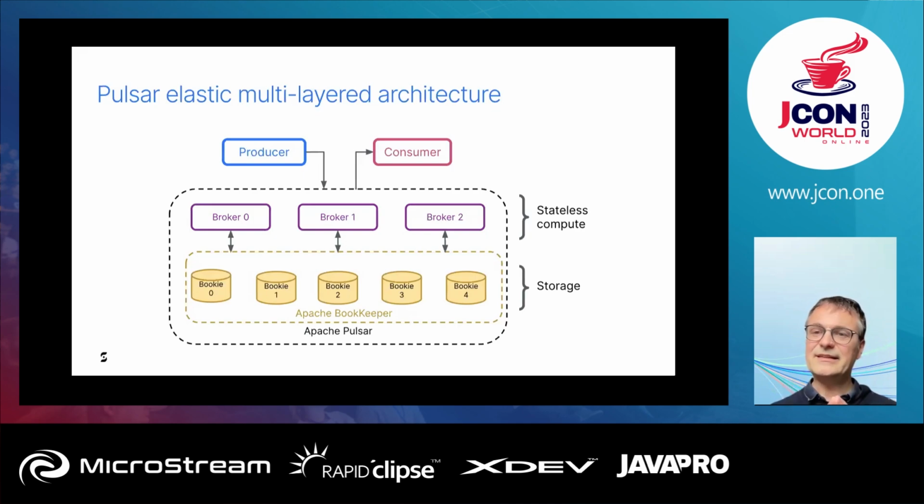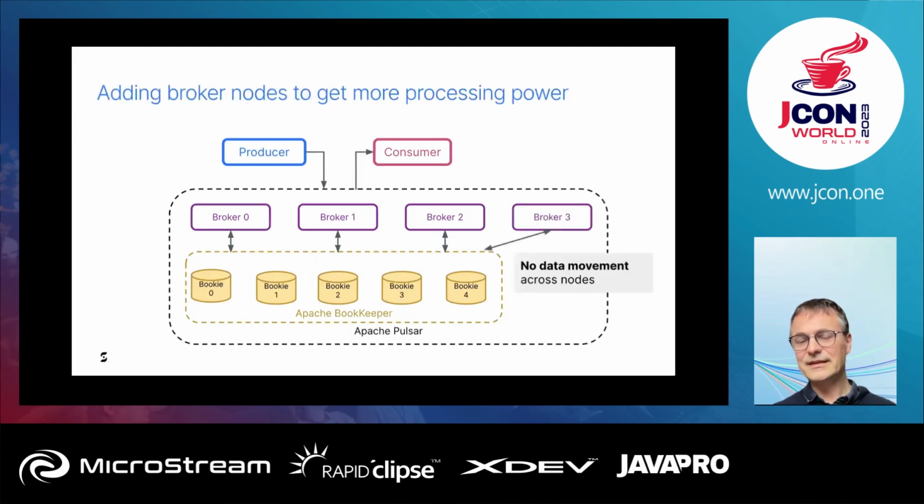So let's say that I need more processing power on my cluster. Then I just have to add more broker nodes. And because their state is stored in the BookKeeper tier, I can add a new broker, and that load can then be migrated to another broker. And so some of the magic of Pulsar is that it will take care of all the moving of connections. So this event is transparent to your application.